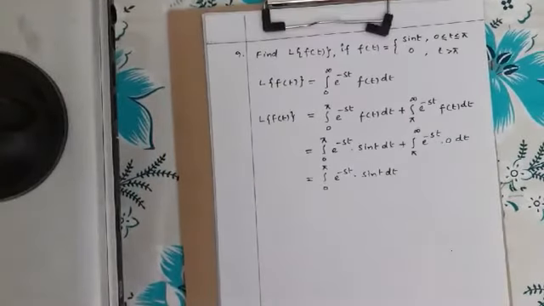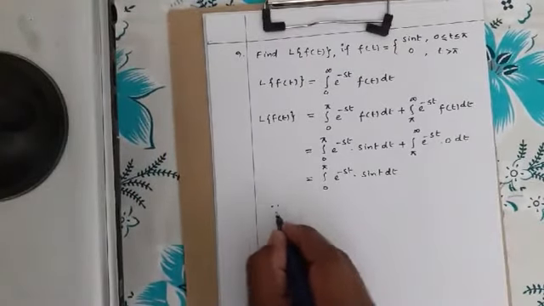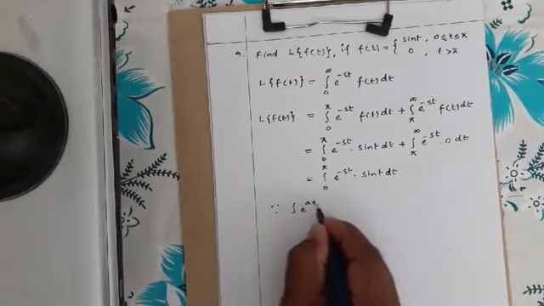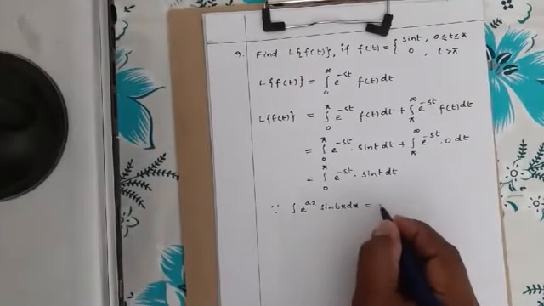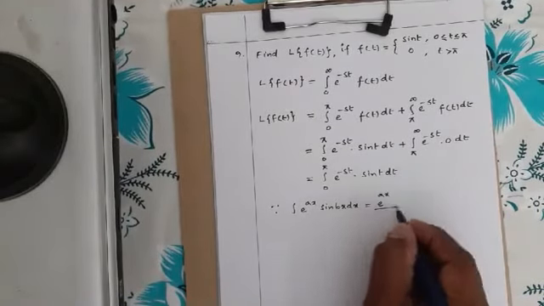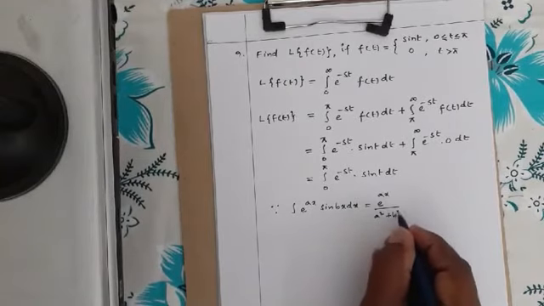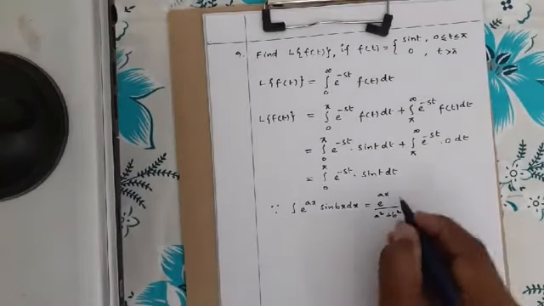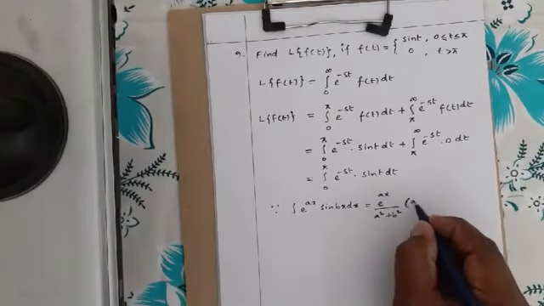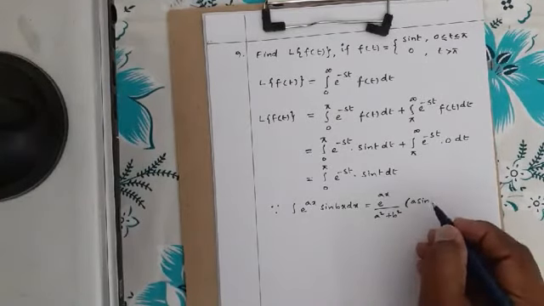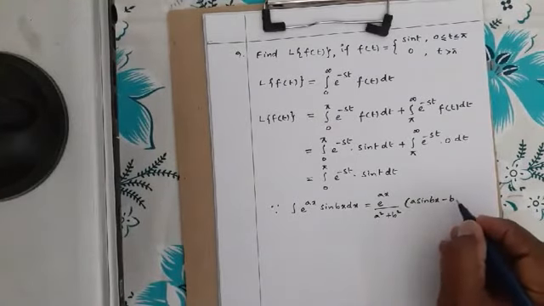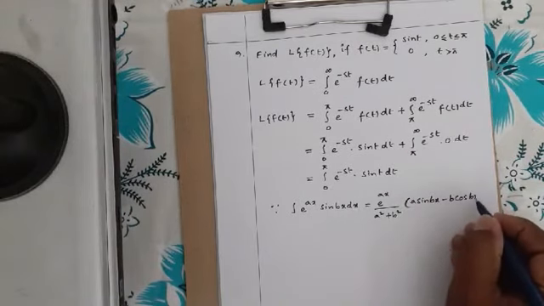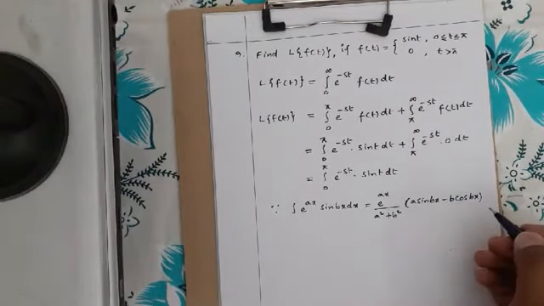Now we have a formula. So what is the formula? The integral of e power ax sin bx dx is equal to e power ax upon a square plus b square, in bracket, a sin bx minus b cos bx. This is the formula we have.